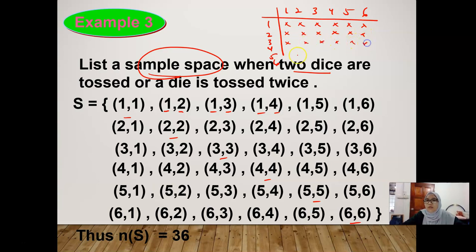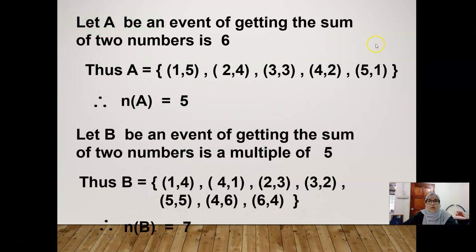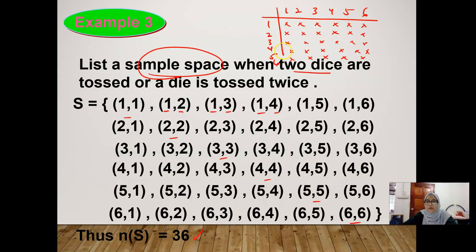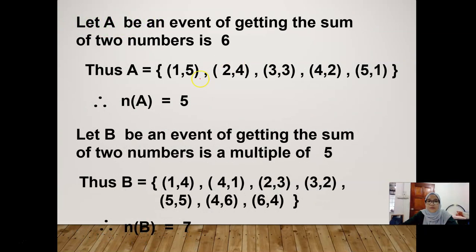So all together, how many sample space do you have? You have 6 times 6 is 36 sample space pairing there. Let A be an event getting the sum of two numbers is 6. From here, the summation of 2 equals 6. So 1 plus 5 is 6, 2 plus 4 is 6, 3 plus 3 is 6, 4 plus 2, 5 plus 1. So that's why you have this event. Number of event is equal to 5.